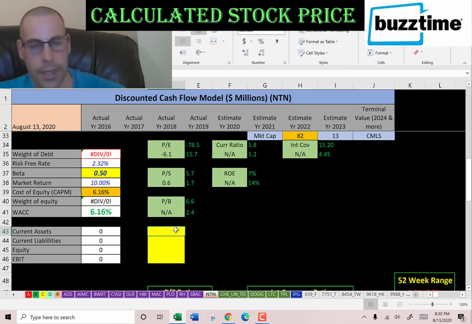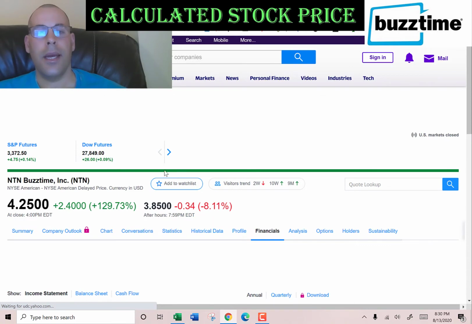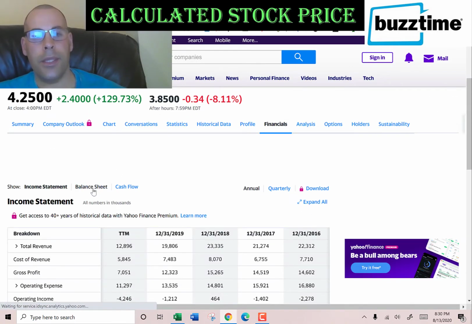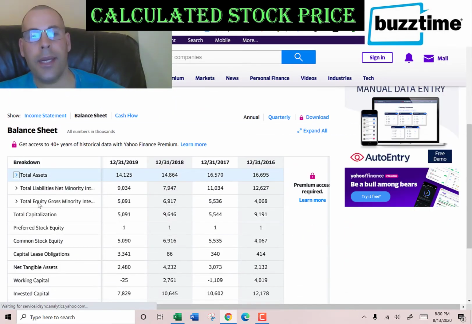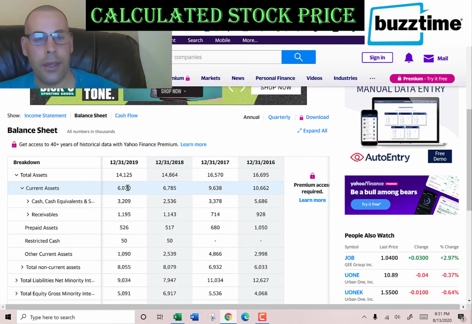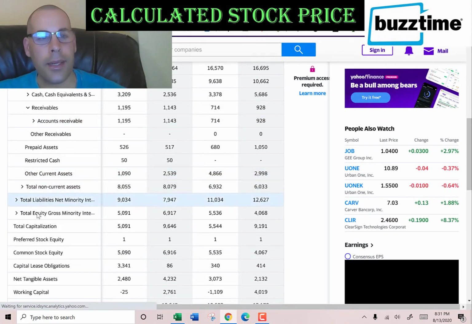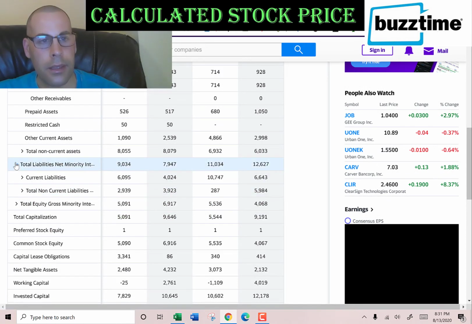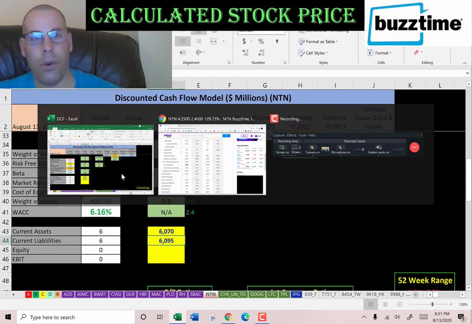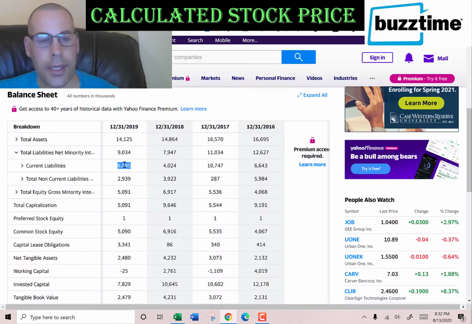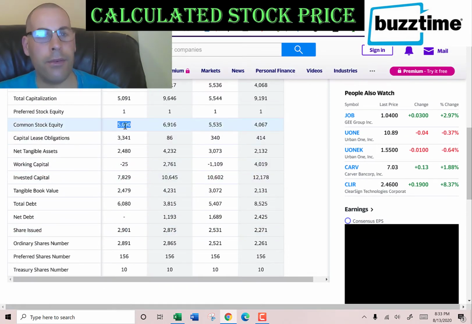Let's get their current assets, because we need to calculate the current ratio later. And current assets is the assets the company uses to run its day-to-day operations, and it's assets that the company can easily liquidate into cash. And that's 6.1 million. Let's get their current liabilities, and that's 6.1 million. That's how much money the company owes over the next 12 months. And let's get their equity. Equity is total assets minus total liabilities, and that's 5.1 million.